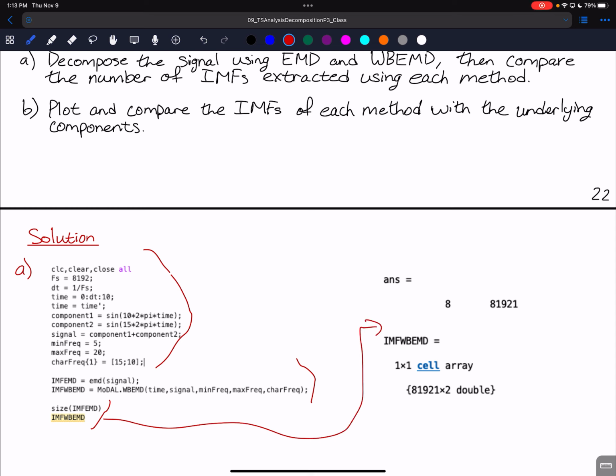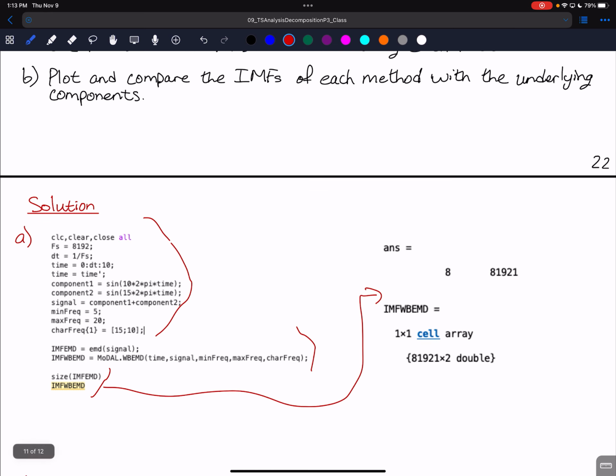You can see that the EMD gives you 8 IMFs, although there's only 2 components in the signal. And the wavelet bounded EMD will give you 2. The wavelet bounded EMD gives you as many components as you tell it to. Whether or not it extracts something physically meaningful is a different story. So it does involve you being aware of the frequency content, being able to understand and analyze that, and choosing good characteristic frequencies.